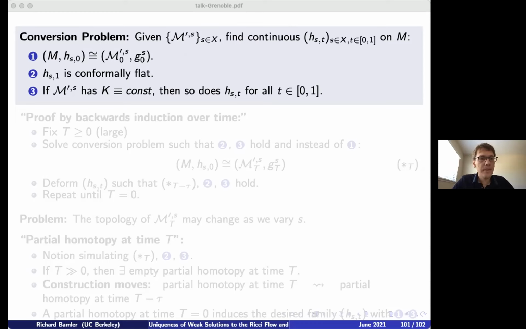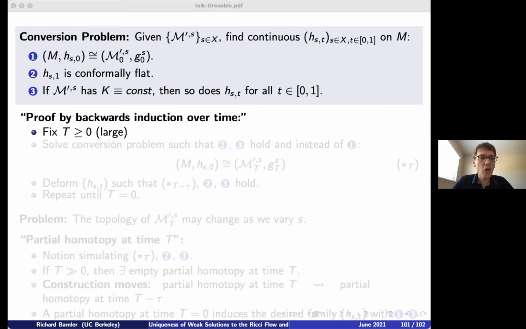Okay, and so the idea will now be to prove this conversion problem by backwards induction over time. Let me give you the naive outline of how to accomplish this. I'm going to fix some capital T, possibly very large. So this is some time t.